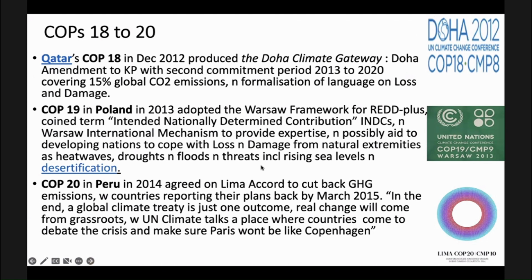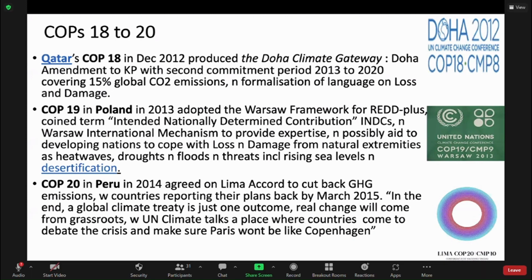Peru created the Lima Accord to cut back GHG emissions, but there were some hesitations, understandably so, identified, and there was a recognition that while a global climate treaty is important, it's just one outcome. Real change will take place from the grassroots, and let's see how to make that happen.